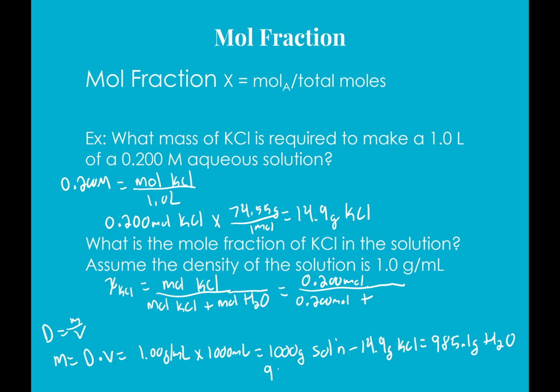Now that we have our mass of water, we can take this and find moles of water, and that's going to be our missing piece for our mole fraction. So 985.1 grams of water is equivalent to 54.7 moles of water. So now we can add that to our mole fraction and work this out, and we get our mole fraction becomes 0.0036.